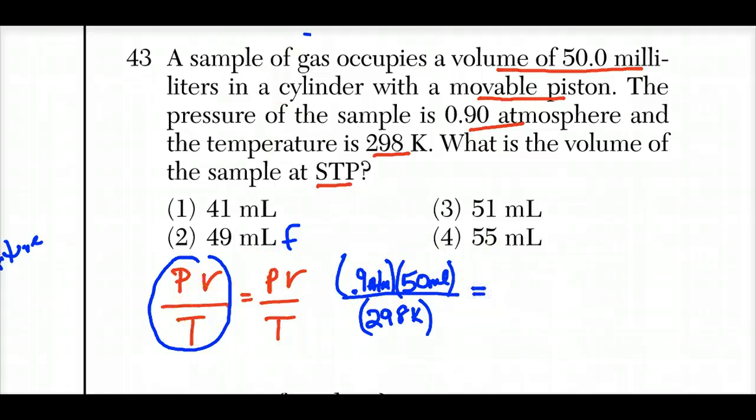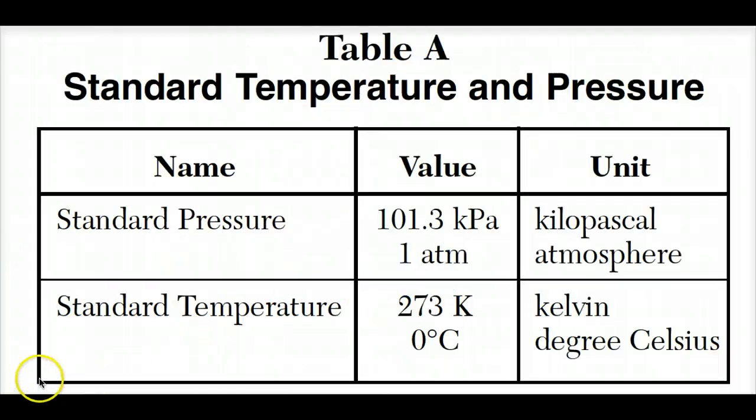Now, what's our future? Our future is that we're going to make it at STP. So what's the volume at STP? Well, the volume is something we're solving for, but what's the pressure and temperature at STP? A lot of people with this question say, Mr. Grodsky, they didn't give me enough information. No, no, no. By saying STP, they're saying standard temperature and pressure, and we've got a table, the first table, table A, that gives that to us. And there is table A in up close and personal, and standard pressure is 101.3 kilopascals or 1 atmosphere. Standard temperature is 273 Kelvin or 0 degrees Celsius.